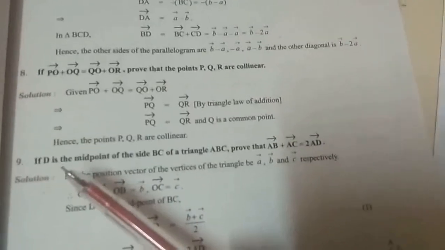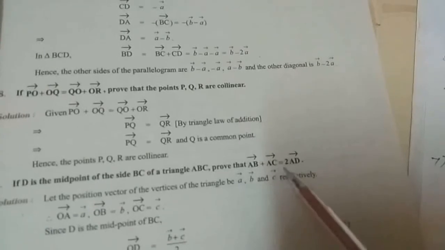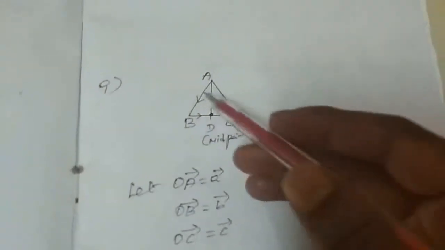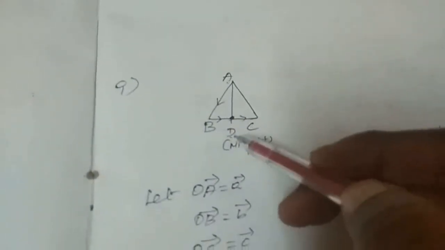Now the ninth sum: if D is the midpoint of the side BC of a triangle ABC, prove that AB vector plus AC vector equals 2 times AD vector. Now the solution. In triangle ABC, the midpoint is D.